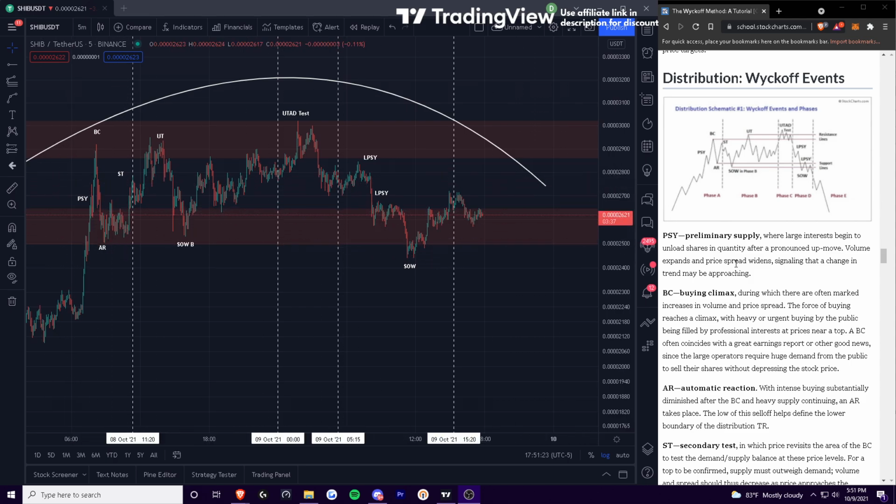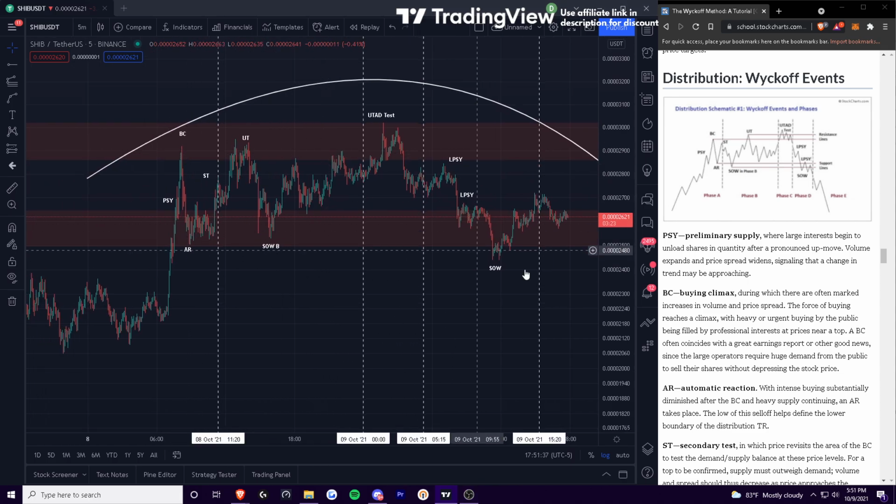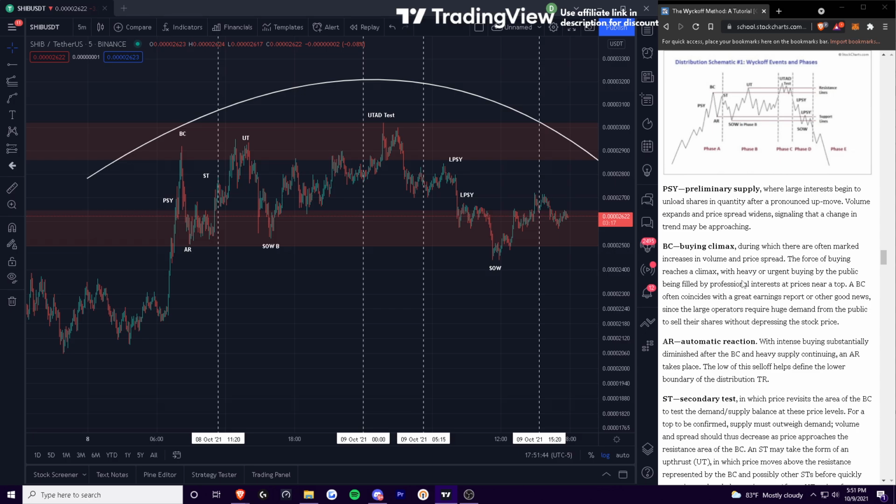So, preliminary supply, where large interests begin to unload shares in quantity after a pronounced move up. Volume expands and price spread widens, signaling that a change in trend may be approaching. Ooh, it sounds so dramatic. Buying climax. Obviously, this is like they're peaking the price. Automatic reaction, which is the sell off, right?